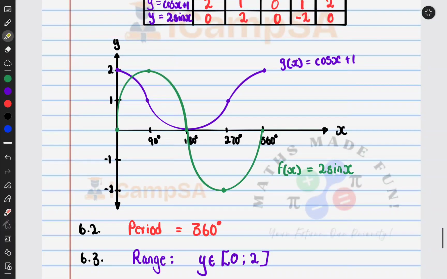Now let's come here to our functions. When x is equal to 0 degrees, g at x is 2 and f at x is 0. So 2 minus 0 is 2. 2 over 3 is not equal to 1. But let's come here to 270. At 270, g at x is 1, while f at x is negative 2. So 1 minus negative 2 is 1 plus 2, which is 3.